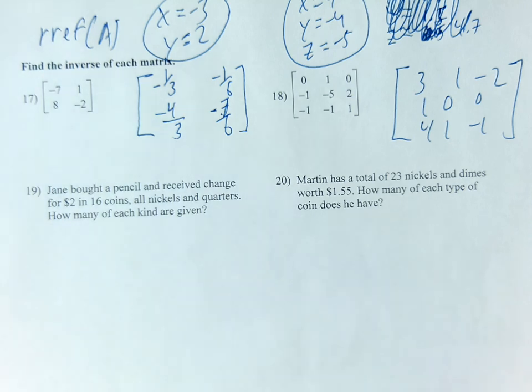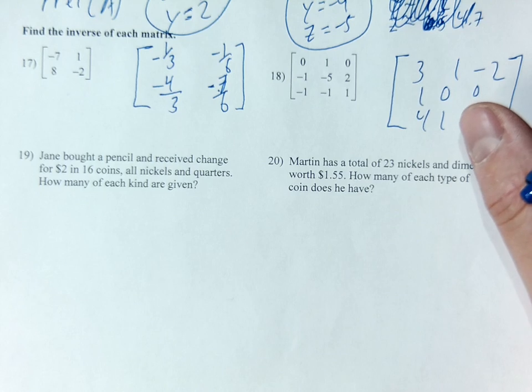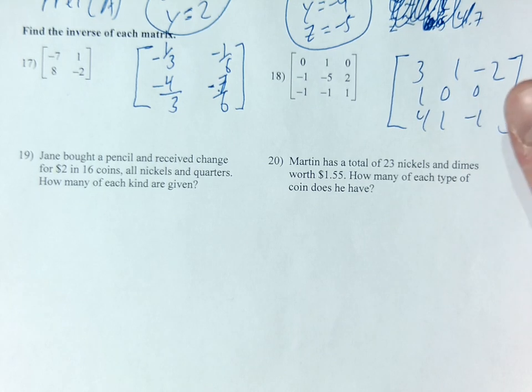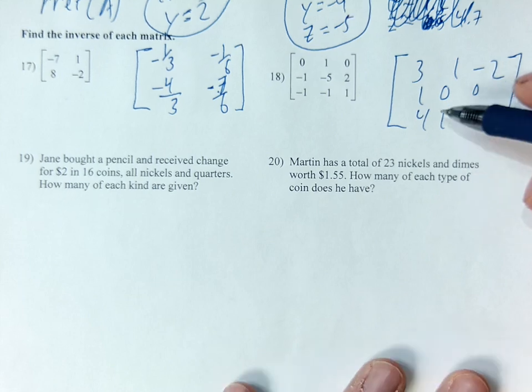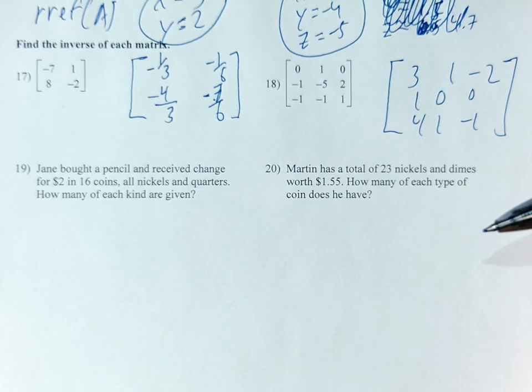Alright, so this next one is kind of like a system of equations, but then it can be done different ways. So I'm going to show you perhaps a different way to do this than would be the normal way. It's a very common type of question on standardized tests. So Jane bought a mechanical pencil, received $2 in change and 16 coins. That's all nickels and quarters. How much of each kind was given?